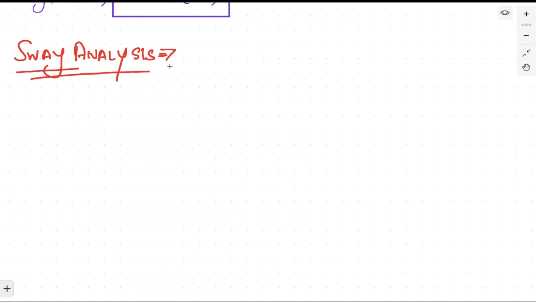Now what we have to do is perform the sway analysis. You have already done the non-sway analysis. Now you will perform the sway analysis because you know that the sway force is present. That value of sway force is 6.25 kilonewton. This is the value of the force which is causing sway. Because of this, the sway is happening.